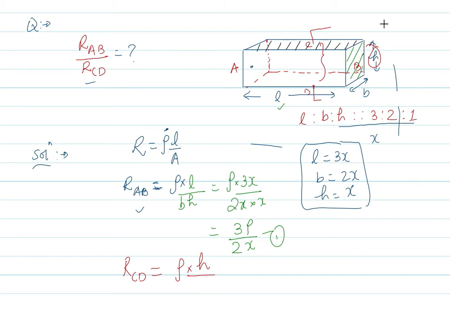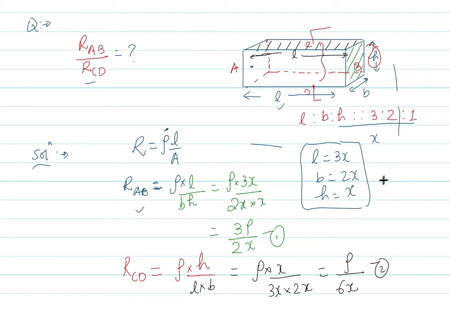Let us find out the value of this area. You can check that this is in the shape of a rectangle, and the length is L and the breadth is B. So the area is length into breadth, that means L into B. Now let us put again the value of H, that is x, value of L, that is 3x, value of B, that is 2x. So this is coming out as rho by 6x, right? Equation number 2.